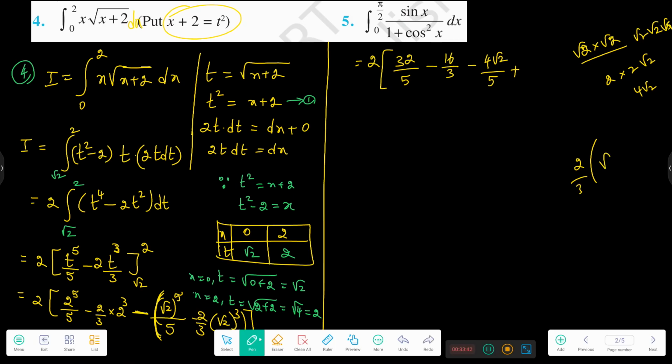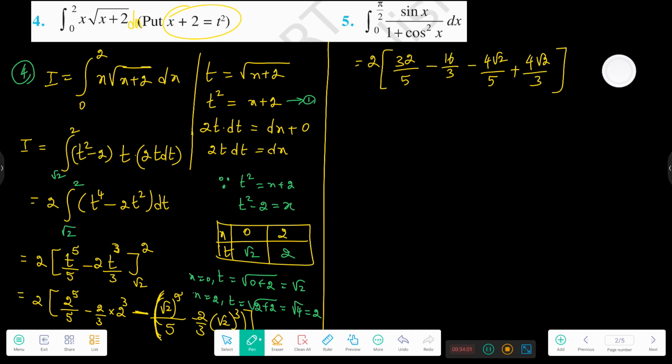Root 2 when you write 3 times, root 2 into root 2 into root 2, this will be 2 and root 2 will be the answer. So 2 to the 4, yes, 4 root 2. 4 root 2 divided by 3. Okay. That's it. So this is the simplification.